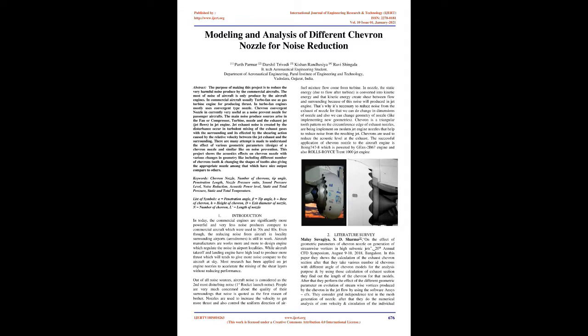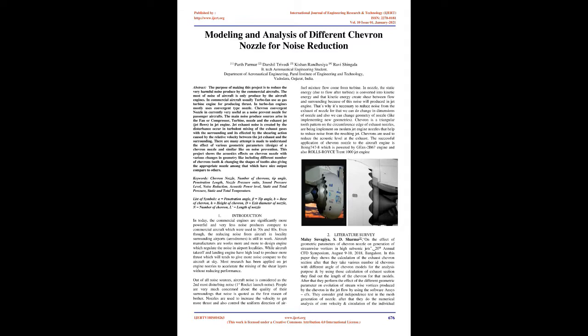The main noise sources arise in the fan or compressor, turbine, nozzle, and the exhaust jet flows in a jet engine. Jet exhaust noise is created by the disturbance occurring in the turbulent mixing of the exhaust gases with the surroundings, and it is affected by the shearing action caused by the relative velocity between the jet exhaust and the surroundings.